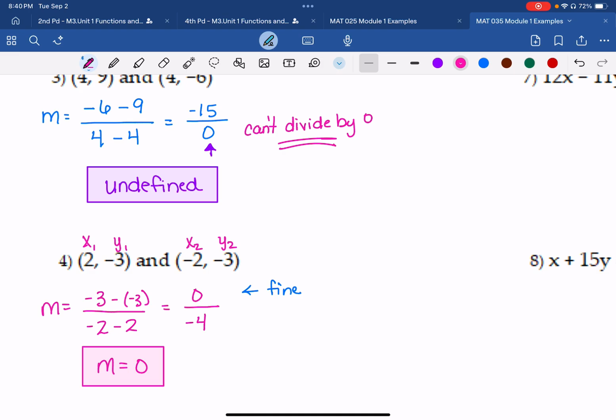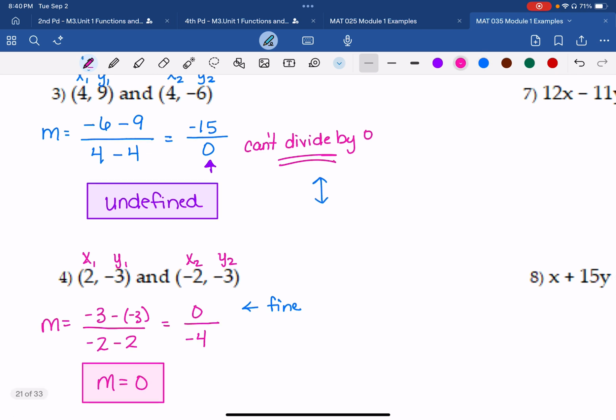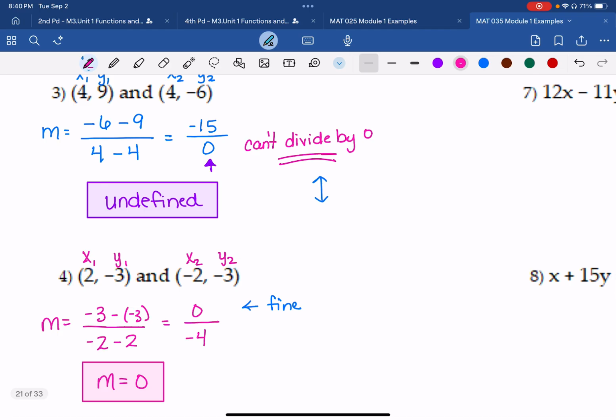And if you think about what these would look like if we graphed them, if our x's were the same, so I've got 4, 9, and I've got 4, -6, that would be a vertical line because my x's are the same. But here, if my y's are the same, then that would be a horizontal line, and that's going to have a slope of 0.